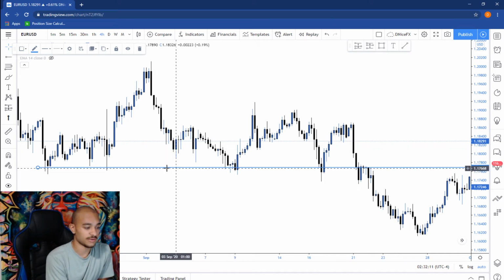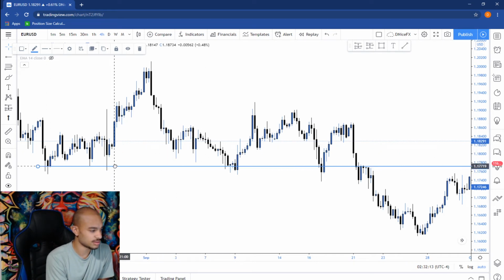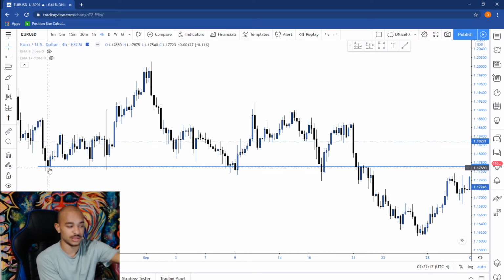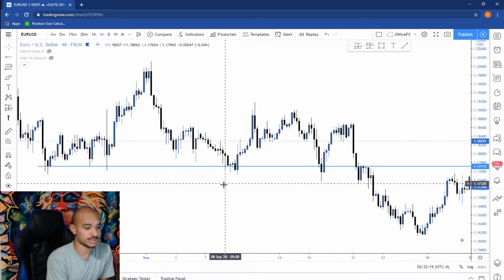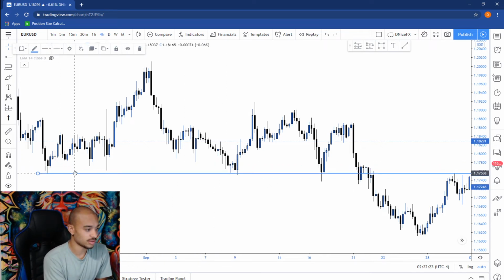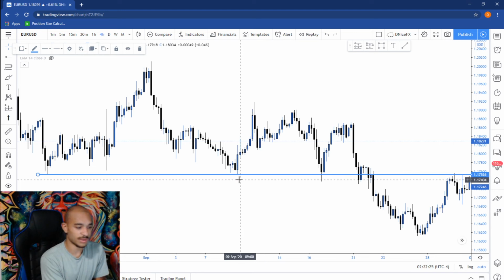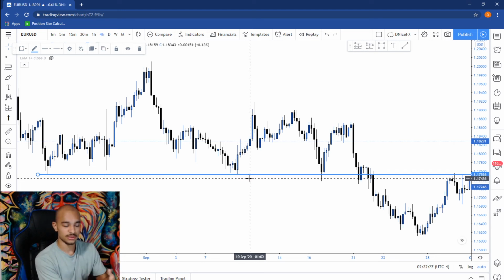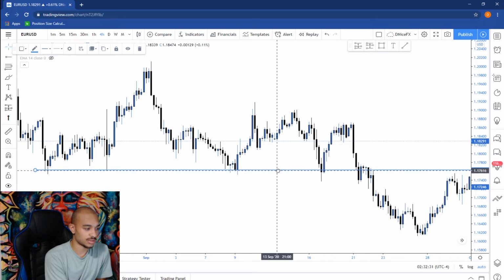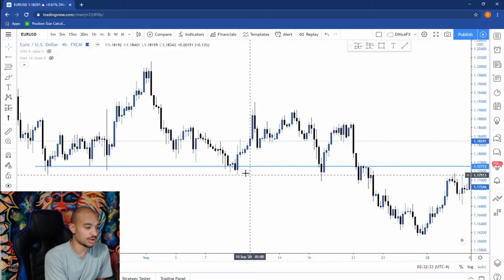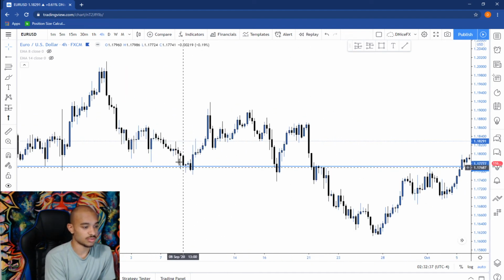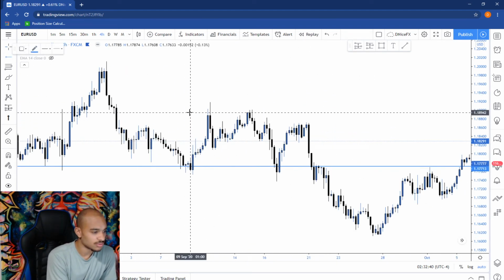So find a support right here in this area. I usually like to draw my support on the candle close. That's just my preference. Some people draw it from the wick, but a lot of times price may not get all the way to the wick. In this case it did, but I usually just like to draw mine right here, so then I'll know if it's a false break. Yeah, so this is obvious support right here.